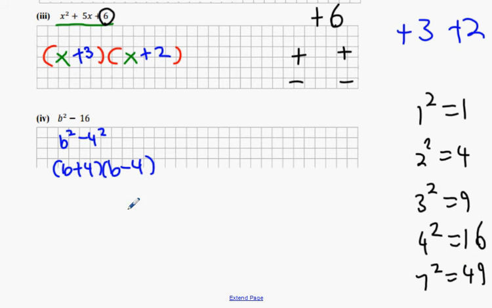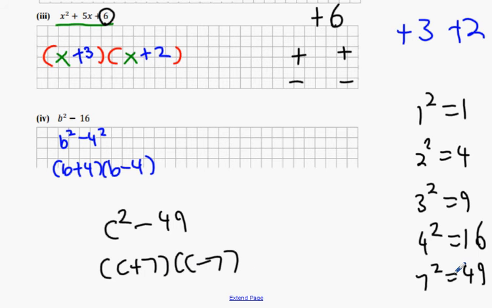I could use... Now, pick a letter, any letter. C. C squared minus, pick any number from that list. Different one than the one we just used. 49. What's the answer to that? You used the letter C, so C plus 7 and... Because the 7 squared made the 49.